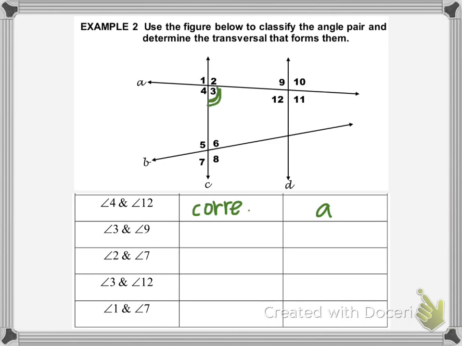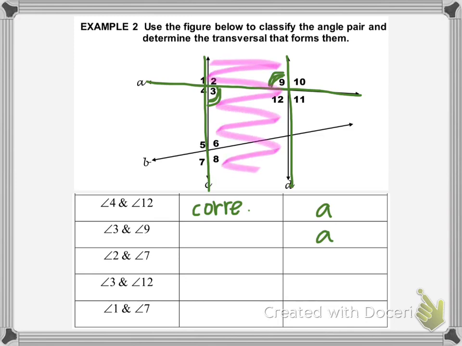Angles 3 and 9 both belong to line A. Again, line A is their transversal. Line A intersects C and D, so again, ignore line B. And angles 3 and 9 are between lines C and D, so they're on the interior. You also notice that angles 3 and 9 are on different sides of that transversal A, which means these two angles are alternate interior. They're on different sides of the transversal.